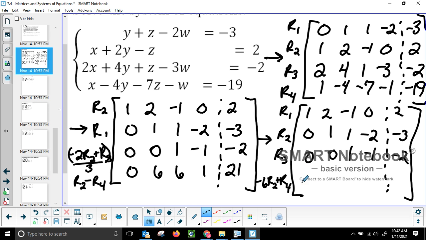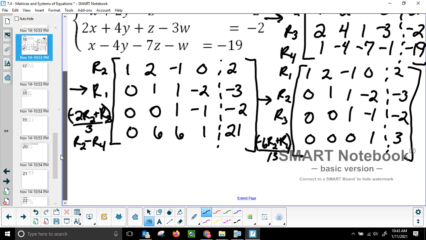So 0 plus 0 is still 0 that I want. Negative 6 plus 6 is the 0 that I want. Negative 6 plus 6 again is the 0 that I want. And this will be positive 12 plus 1, which is 13. And 18 plus 21 is 39. Really, I can just multiply this whole thing by 1 over 13, and when I do that, I will get 1 here and 3 here. So 1 and 3. Now this is in row echelon form.